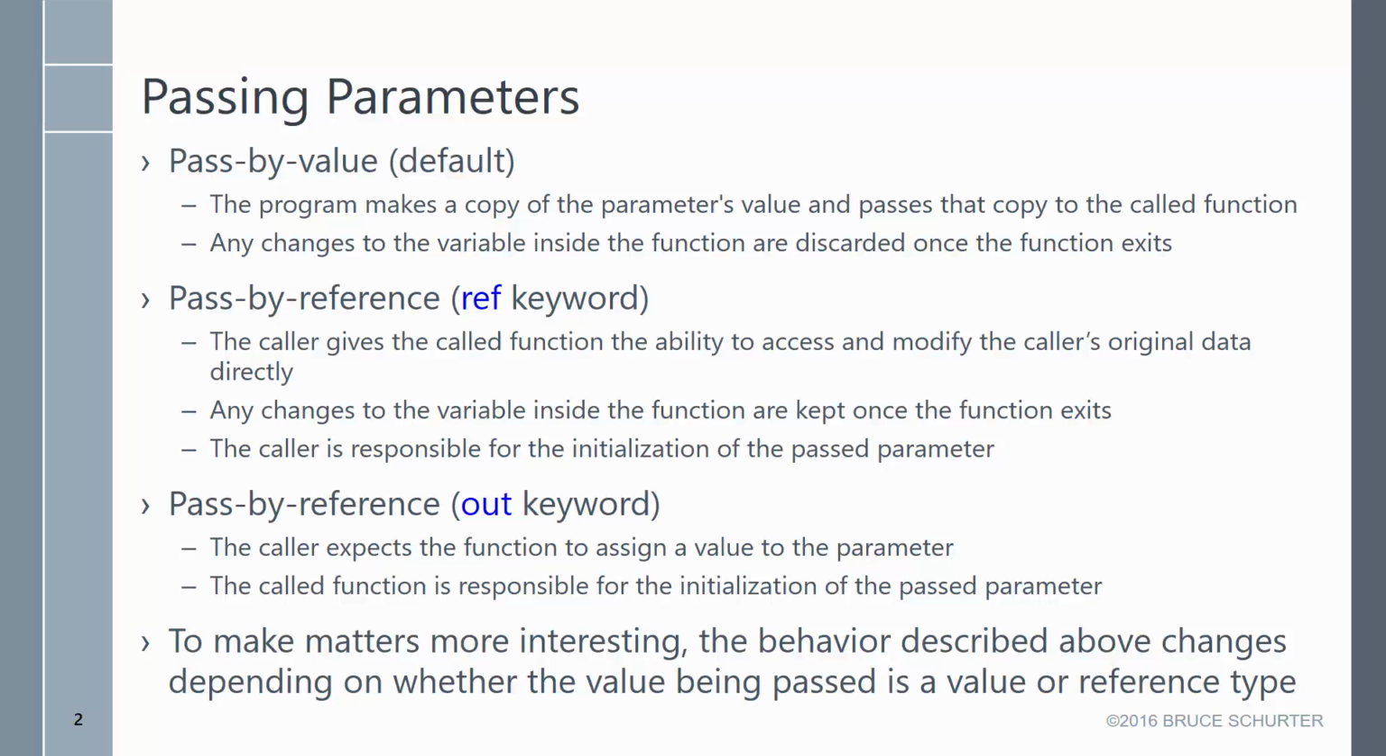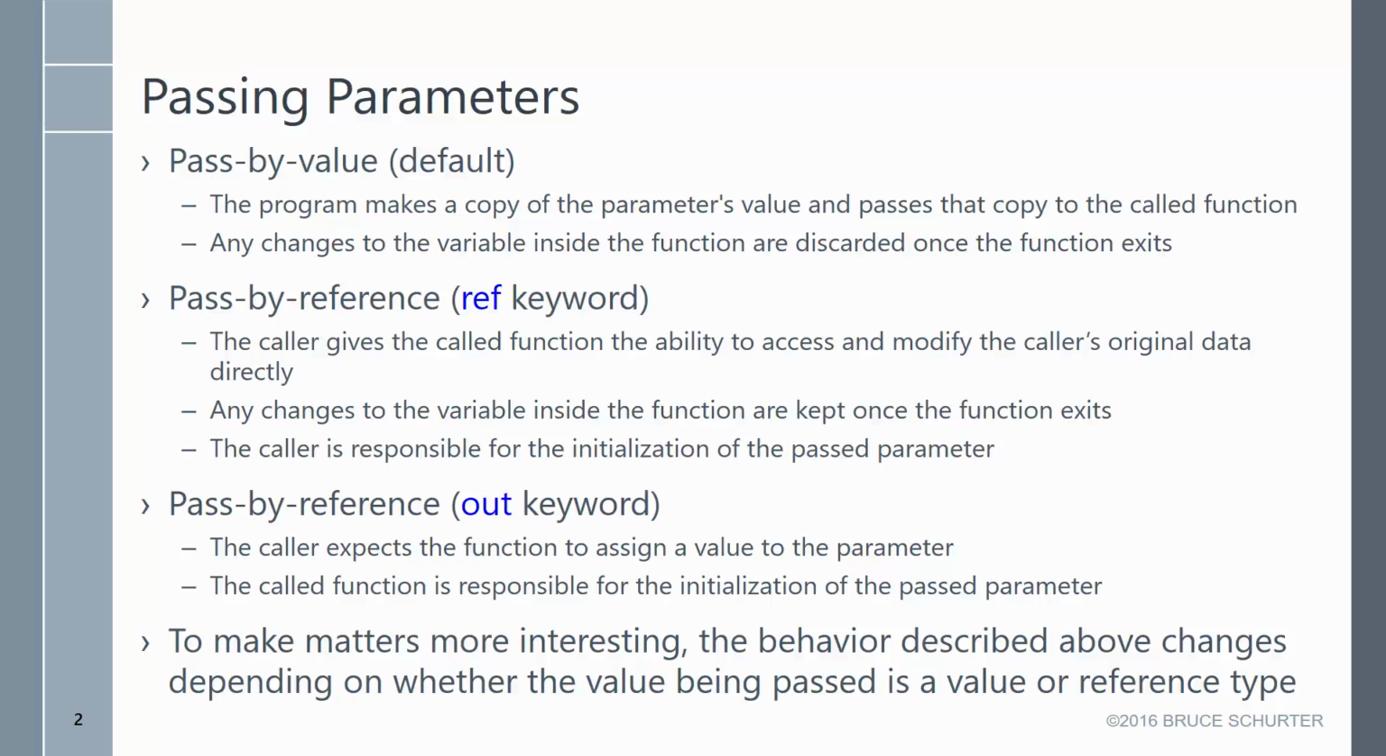Pass by reference allows the function that's being called to manipulate the contents of any variable type, including value types. This is typically used by functions that require more than one return value.